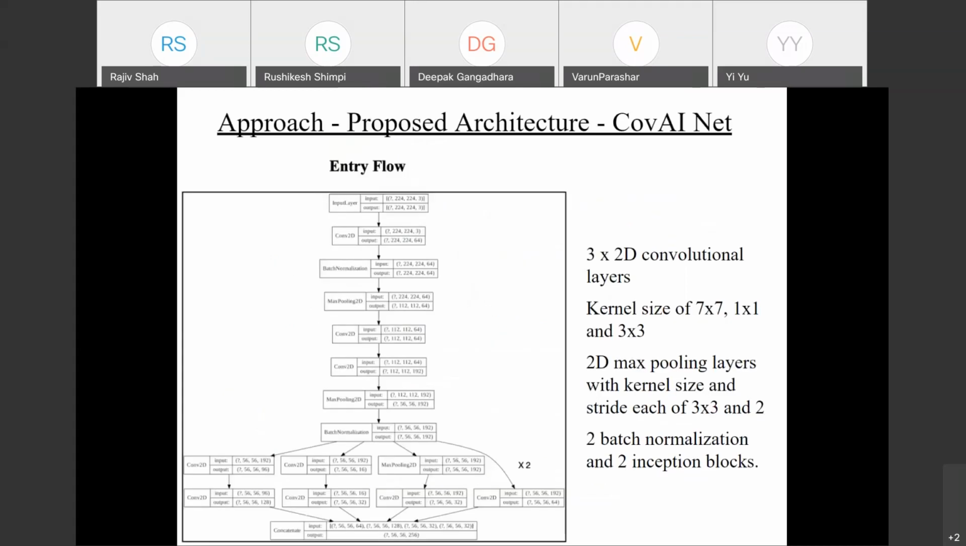Discussing the architecture now, the overall architecture itself is divided into three parts, namely the entry flow, the middle flow, and the exit flow. The entry flow facilitates as the initial part of the architecture which accepts the X-ray volumes. The entry flow, as you can see here, has two inception blocks to allow for more efficient computation and deeper networks through a dimensionality reduction with stacked convolutions.